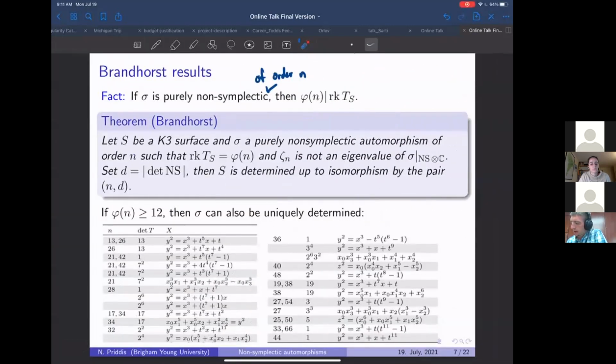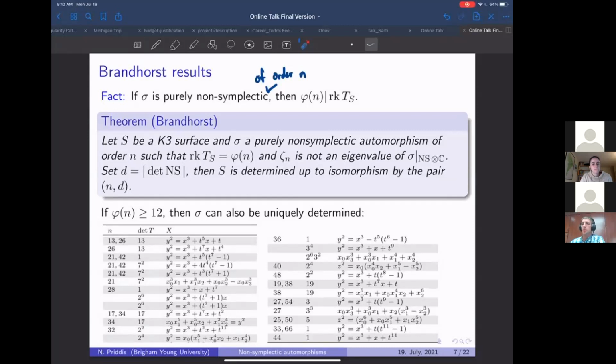So what we're requiring here is that all of the primitive nth roots of unity, so the eigenspace is basically in the transcendental lattice. Anyway, so I'm going to pick out one other number here. We're calling it D on this slide. It's just the determinant of NS.